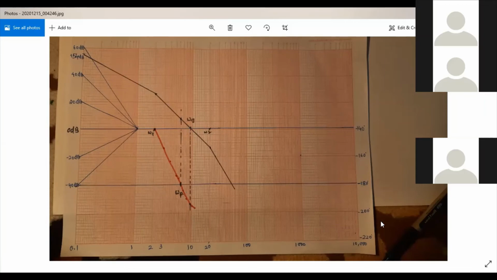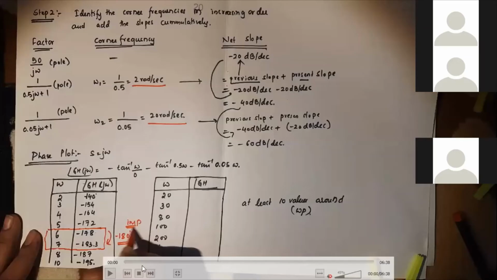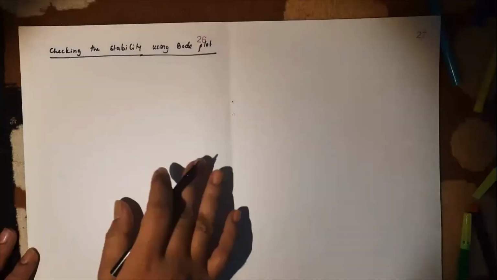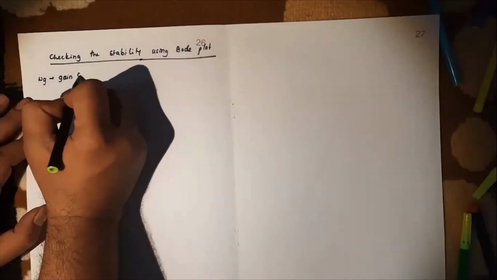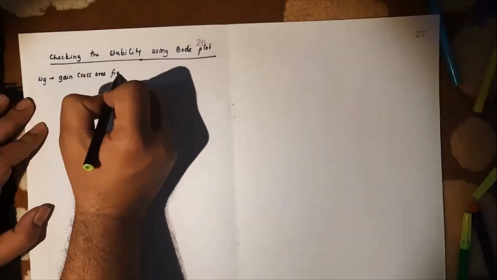Fine. So this is the scale for phase angle, this is the scale for gain. Once we are done with that, next is checking the stability using the Bode plot. So how do we do that? First, let us define gain crossover frequency.